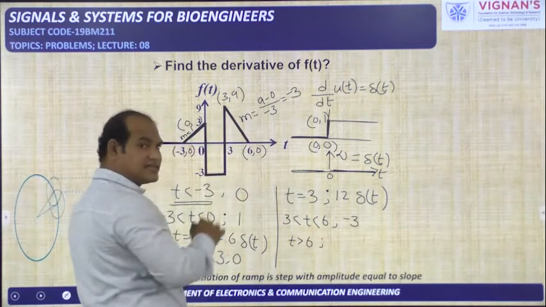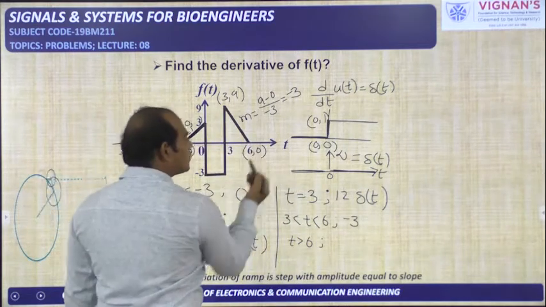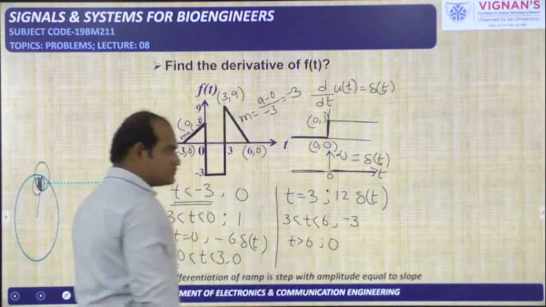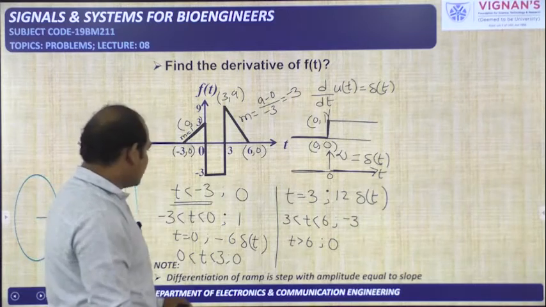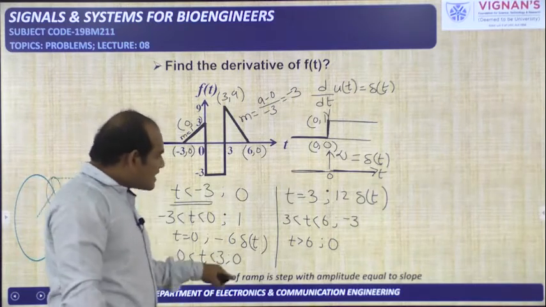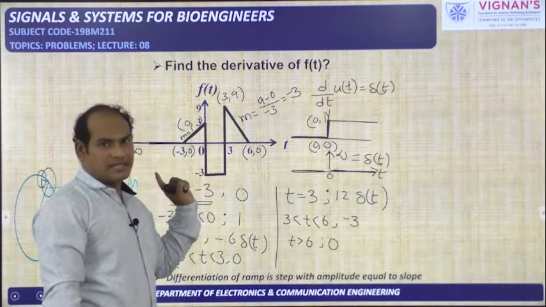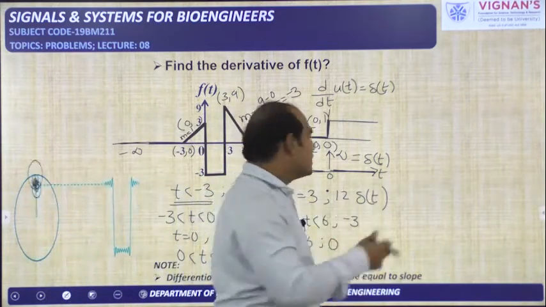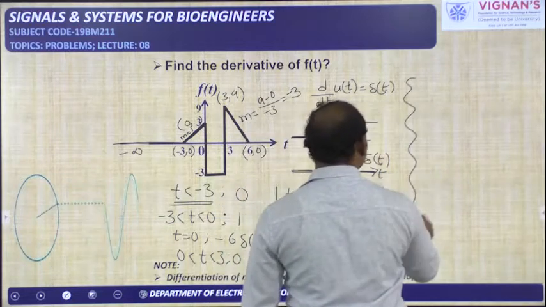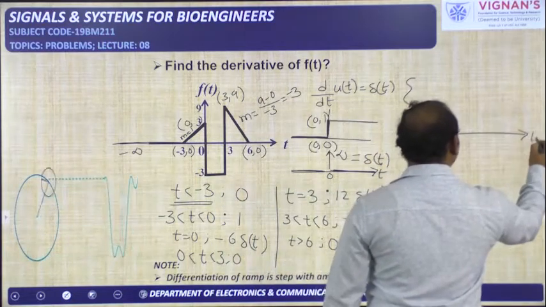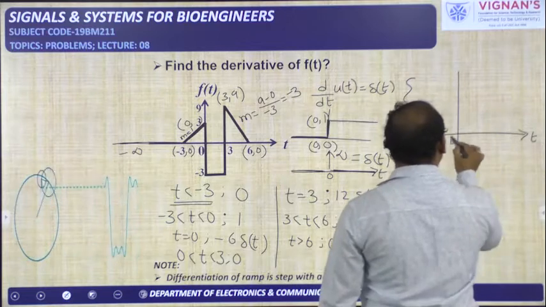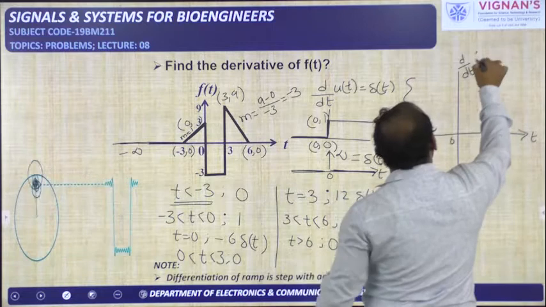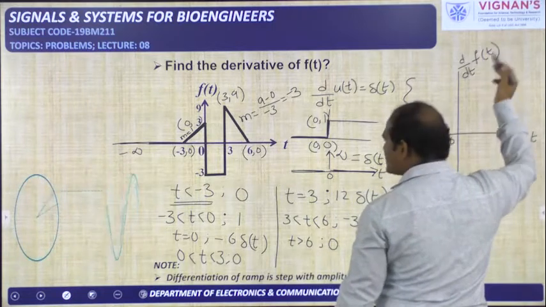when t is greater than 6, the amplitude is 0. For 0 amplitude, what is the derivative? 0. Now all these are derivative parts of this particular signal, so I am writing them combined. The derivative of one signal is also a signal, and that signal I am drawing now. Every signal is with respect to time. Now I am taking d by dt of the given signal f of t. So d by dt of f of t is also a signal.